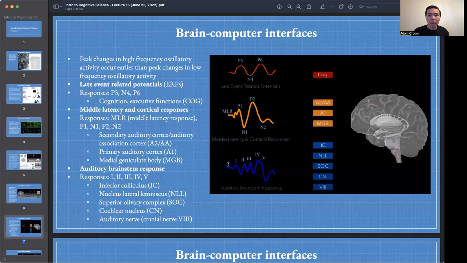And here, in addition to a description of bottom-up processing with auditory information, I've also flagged for you some important types of response, right? We have auditory brainstem responses, right? Responses 1, 2, 3, 4, and 5. We also have middle latency and cortical responses, including the middle latency response, or MLR, P1, N1, P2, and N2. And then for late ERPs, right, we have P3, N4, and P6 as responses.